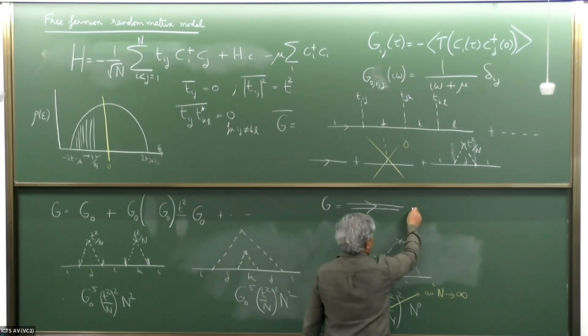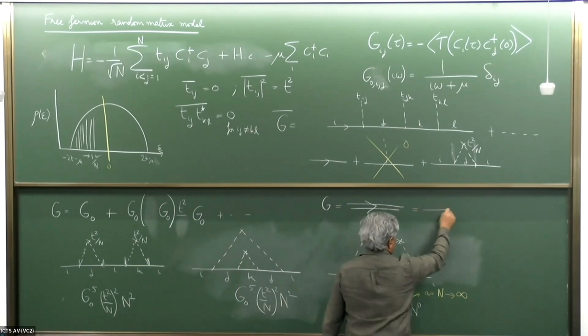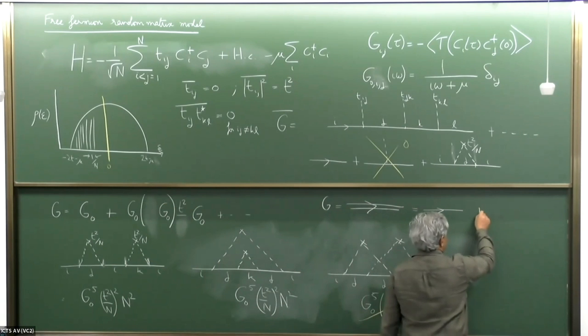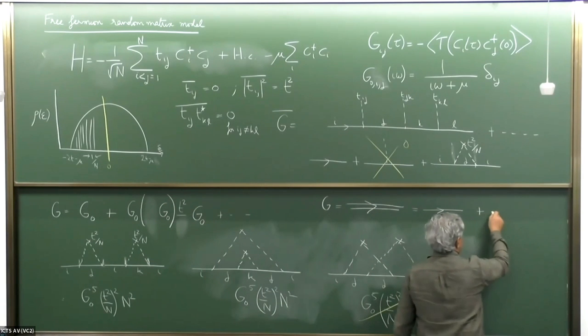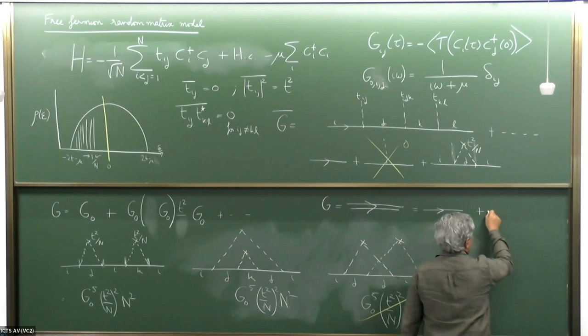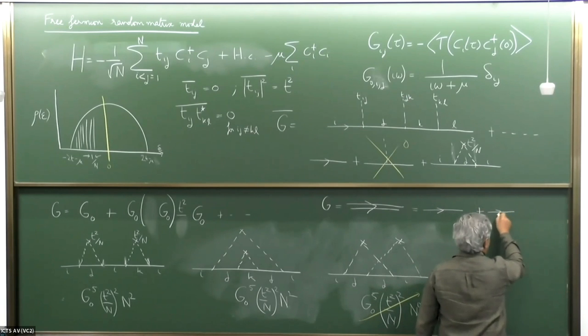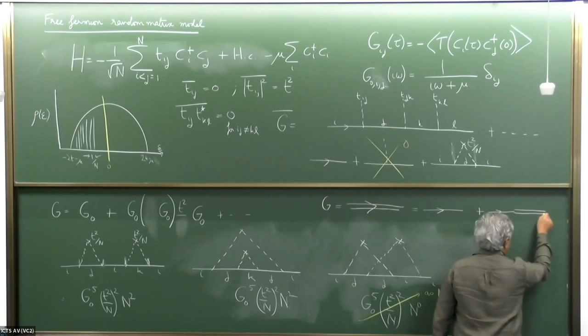So G is equal to the bare graph plus, let's see, how does it go? Okay, sorry, I should have gotten this right. And then there's a full line here.